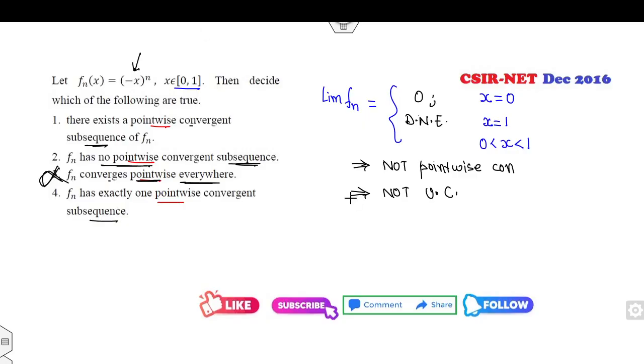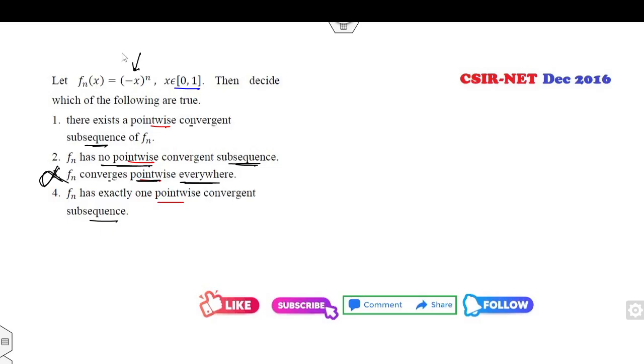Fine. Now, if in the given statement they are asking about uniform convergence, then we can say it's not uniformly convergent. Now, there exists a pointwise convergent subsequence. When will it be convergent? If the limit is unique. So I can choose the subsequence 2n. This is my subsequence.